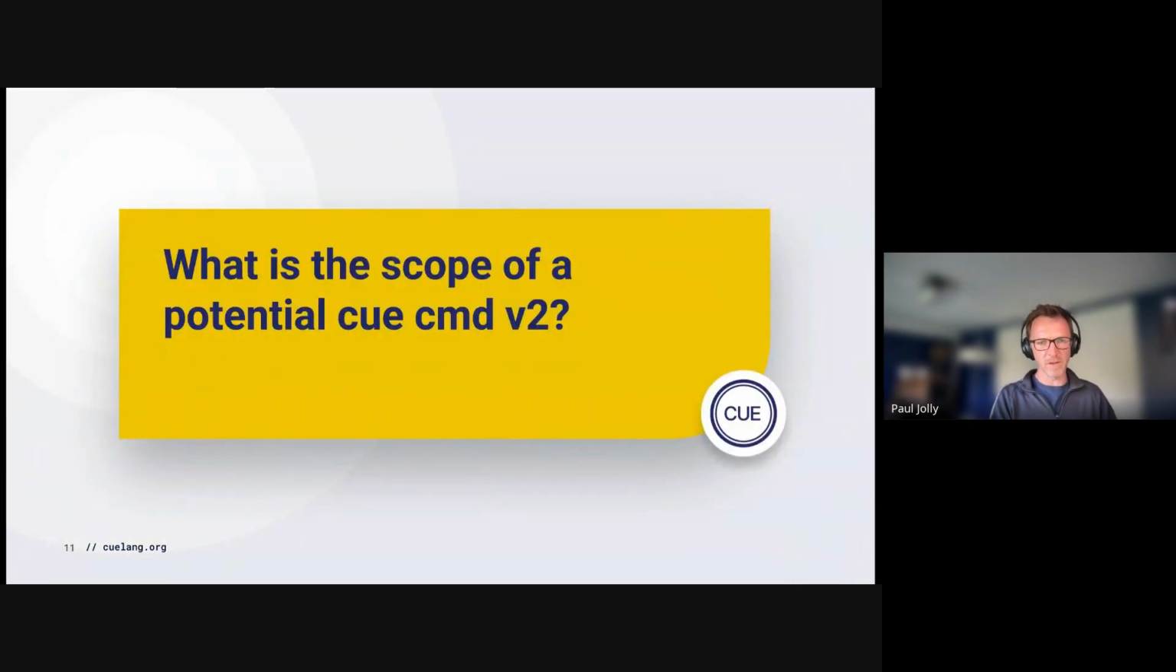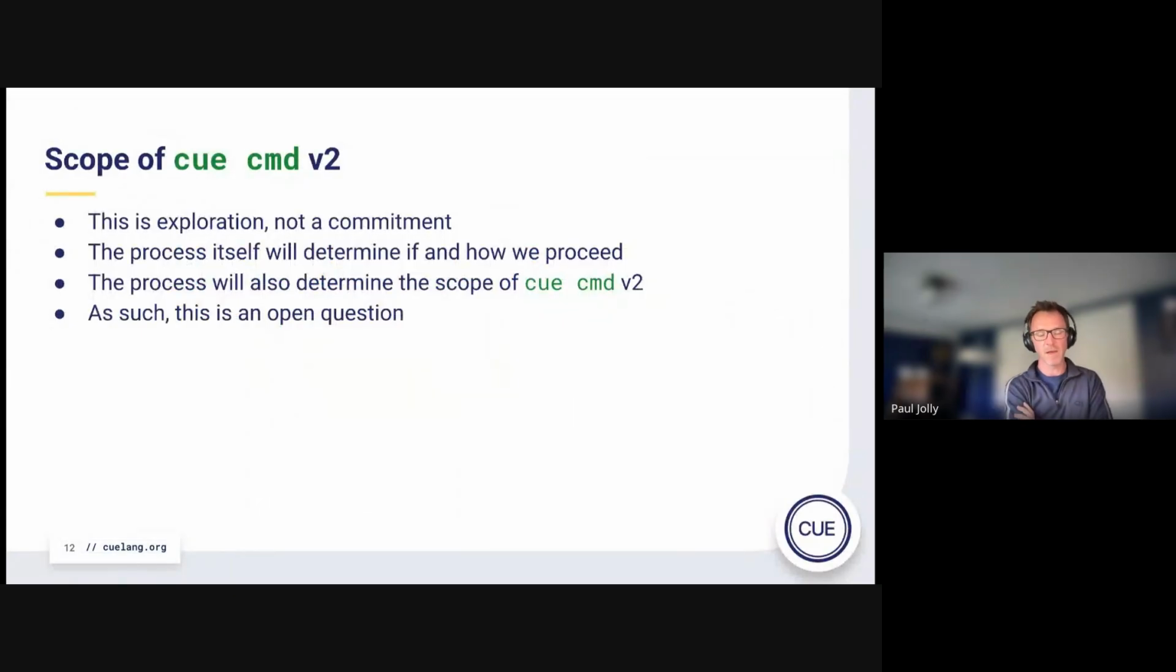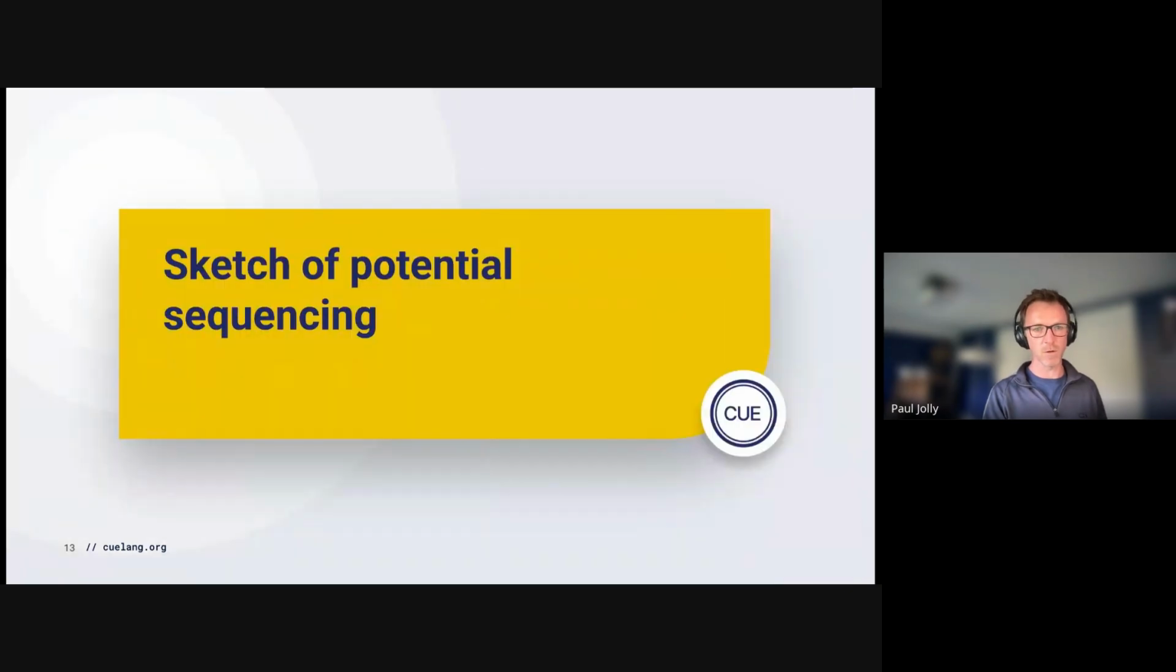So what is the scope of a potential Q command v2? Just to say upfront, this is absolutely an exploration. There's no conclusion made at this point. I think a really important point to say is that this process will determine what the scope is, what should or shouldn't be in, etc. And as such, this question is entirely open as to what the scope should be. And I think it's part of looking at what we've learned from Q command, and indeed what we can learn from other things out there, some of which I just listed, that will help us establish what the scope of Q command v2 could or should be. So very much an open question.